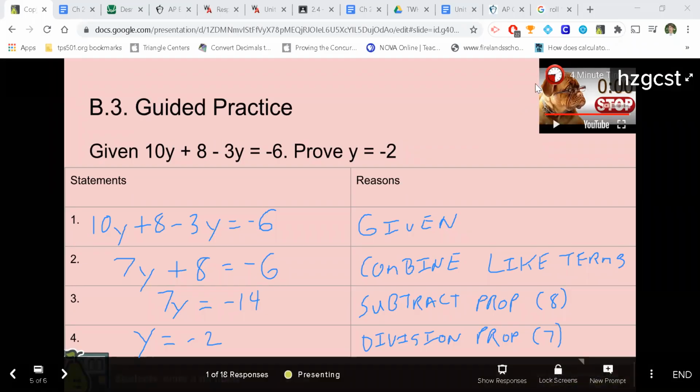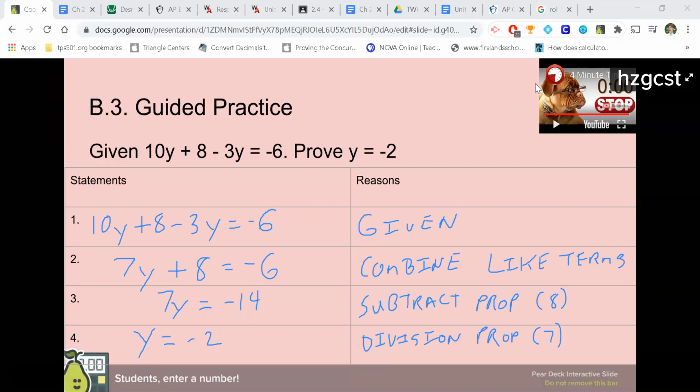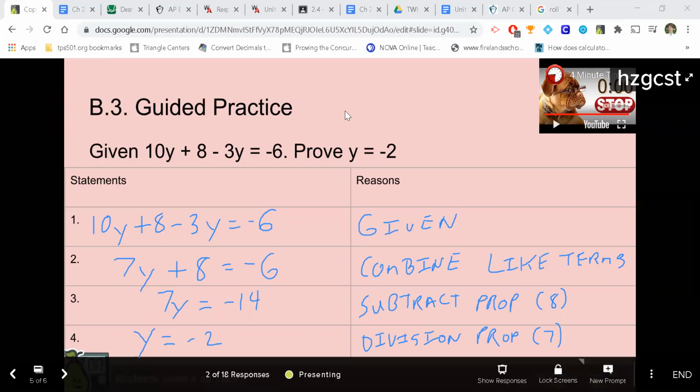Alrighty, that's algebra proofs. Do we feel okay about that? Or do you want to see one more? Are you ready to move on, or do you want to do another? Hold on. Move on. Alrighty, let's move it along.